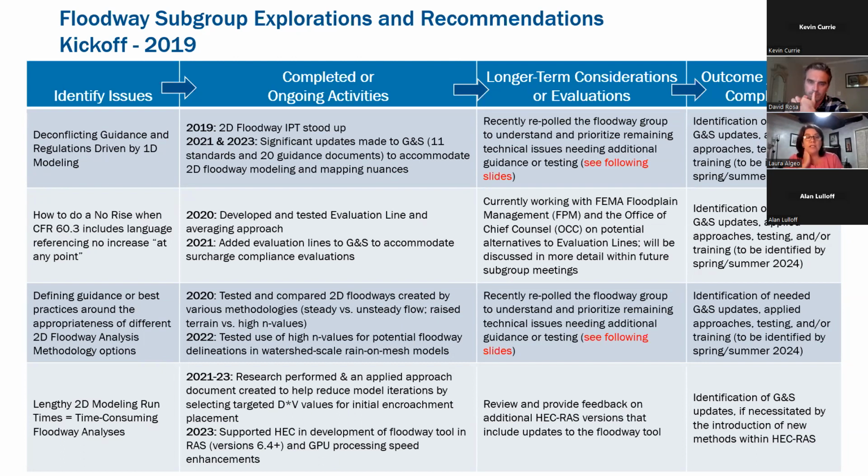How to do a no-rise was one of the issues that was identified because of the language in the guidance, or in the statute or regulation, that says that you can't increase at any point, and with a lot more points as 2D data has evolved, how do we handle that? Some of that was tied to the development of the evaluation line and averaging approach.